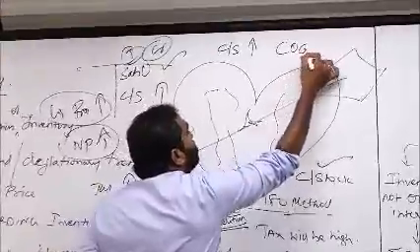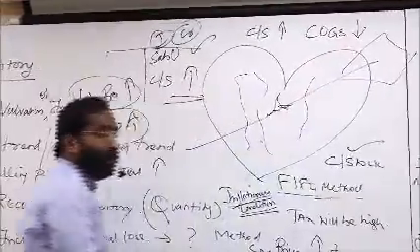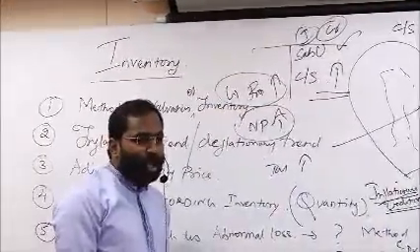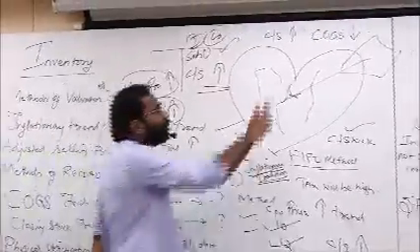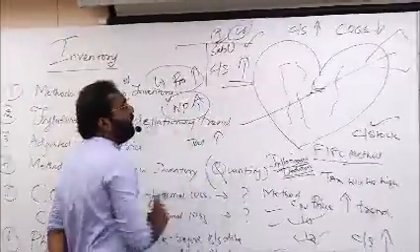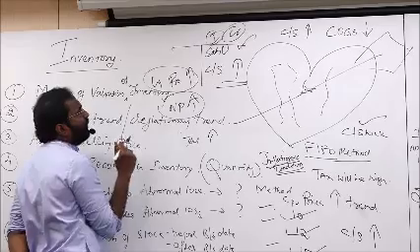If closing stock is more, COGS will be less. Because COGS is less, the gross profit is more. Sir, how do you say COGS will be less?